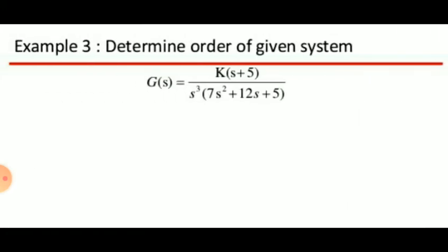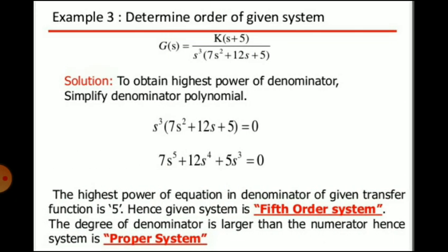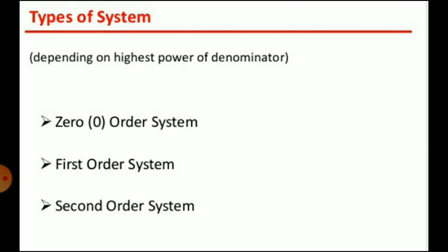Again, one more example is given. For that, first of all, simplify the denominator in polynomial form. So s^7 + 5s^5 + 12s^4 + 5s^3 = 0. So the highest power in the denominator of the given transfer function is 5. Hence the given system is a fifth order system, and the degree of the denominator is larger than the numerator, hence the system is a proper system.